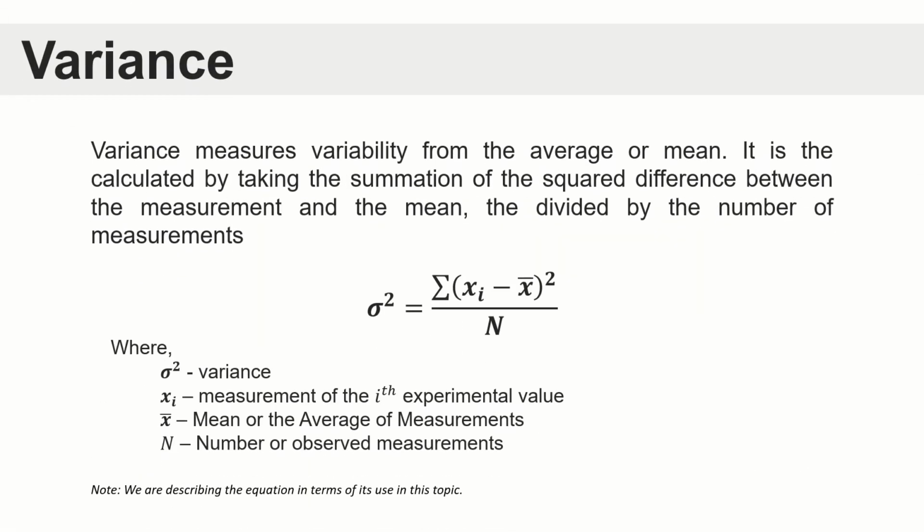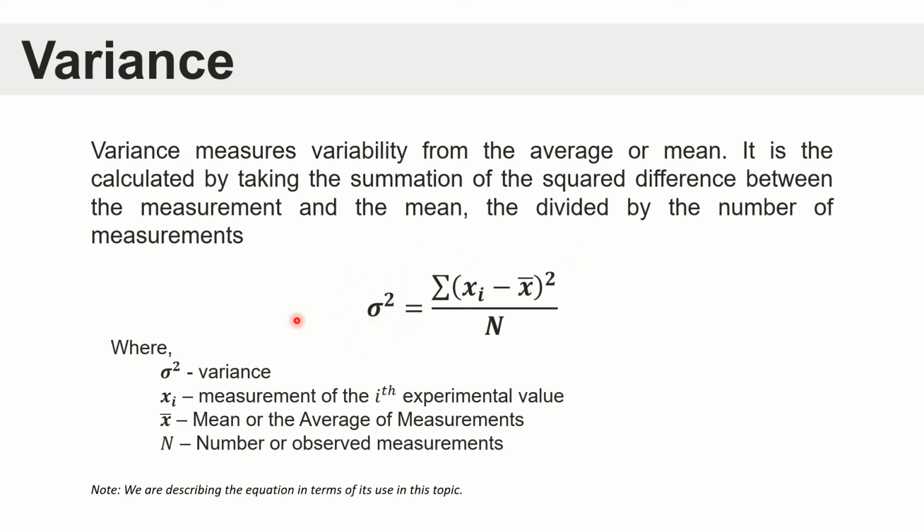Let's first define the different terms. Variance measures variability from the average or the mean. It is calculated by taking the summation of the squared difference between the measurement and the mean, which is then divided by the number of measurements. So here is the mathematical representation, the mathematical model.